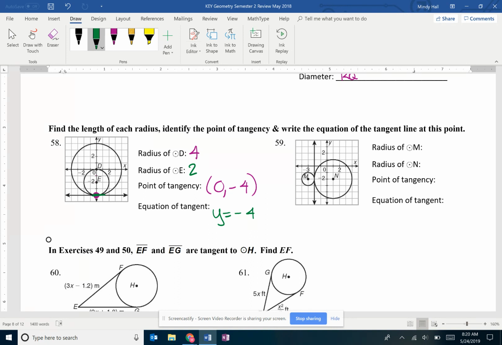So for 59, radius of M, we're looking at circle M, it's just one little radius. For circle N, we have 1, 2, 3. I'm going to get rid of these little markings so it's not distracting. Point of tangency is going to be right here, so that's X value -2, Y value also -2. And then our equation of the tangent, because it's touching the X-axis, is X equals -2. All right, and for you OCD people, I'm sorry I didn't switch back to green.